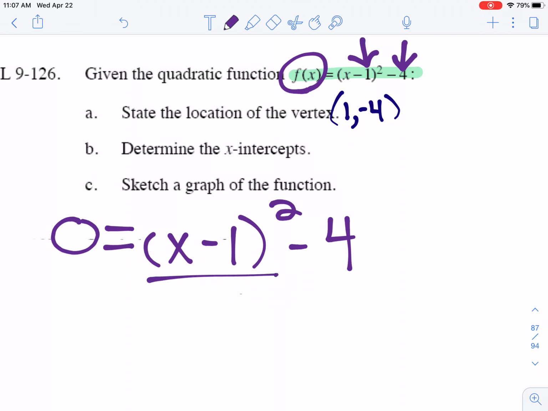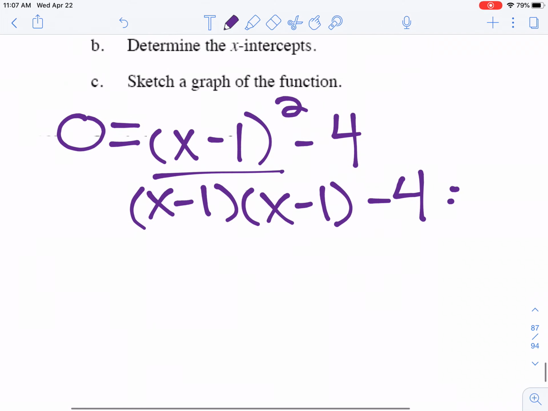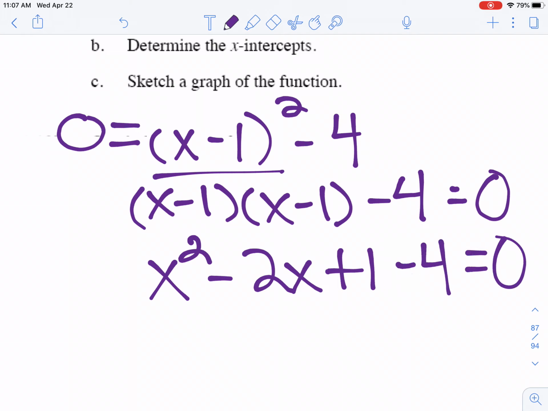So what does that really mean? It means I have (x minus 1) times (x minus 1), and then I have that minus 4 on the outside. And I'm going to switch the 0 to the right side. So (x minus 1) times (x minus 1) gives me x squared minus 2x plus 1. And then I have minus 4 equals 0.